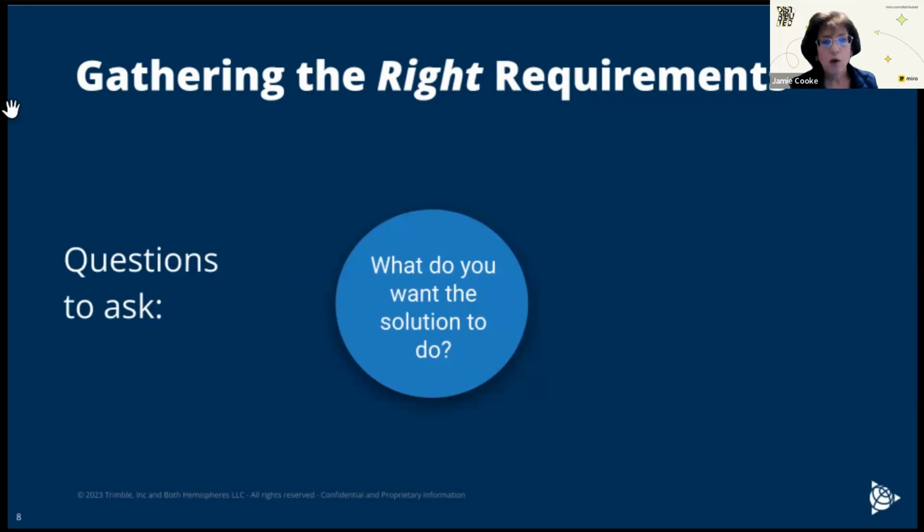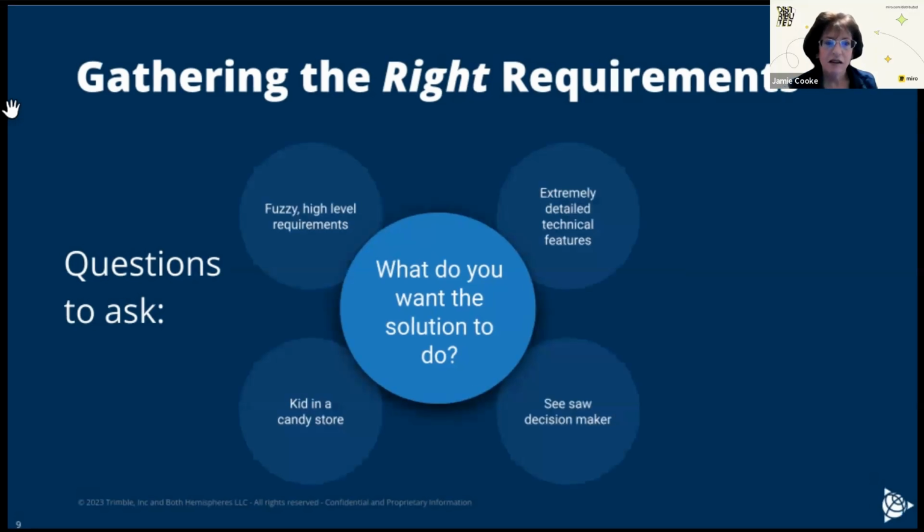Okay. When you actually have these sessions, the first question on the table that almost everybody is going to ask, what do you want the solution to do? And that is a dangerous, dangerous question, because what you're going to get is fuzzy or high level requirements. I'm not quite sure, but it should do something like this. You might get extremely detailed requirements.